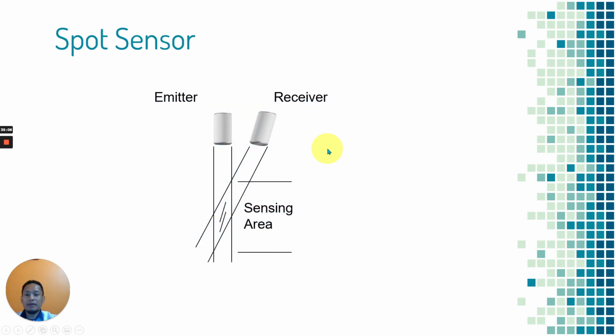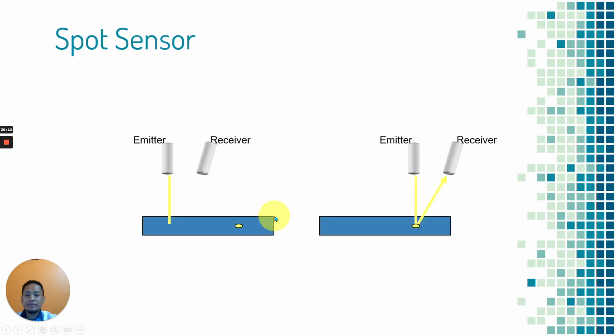The emitter and receiver. This is still a sensing area, so it has a bigger sensing area. For example, this is the moving object, with emitter and receiver. When the emitter emits the light and senses the object, the receiver will receive the signal from the emitter.